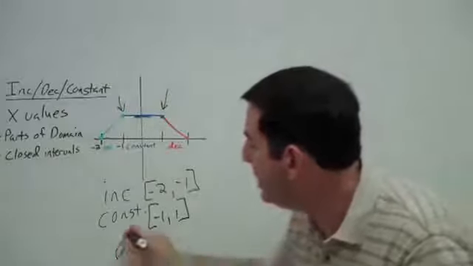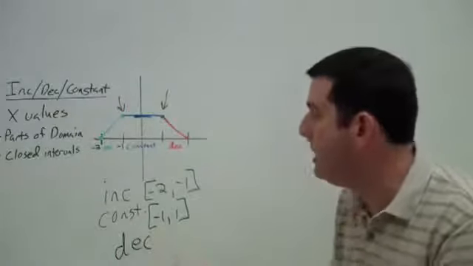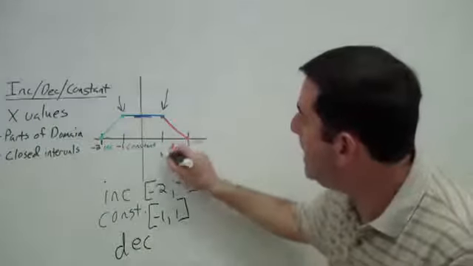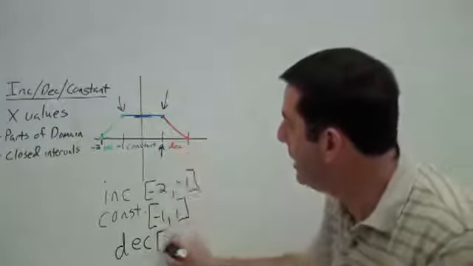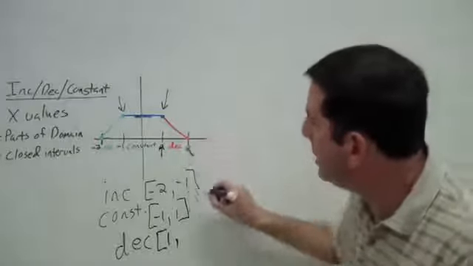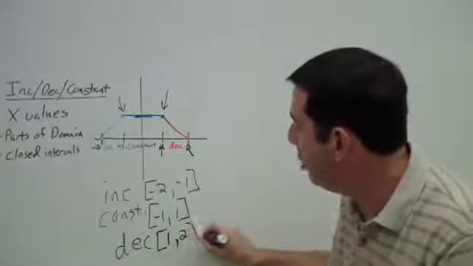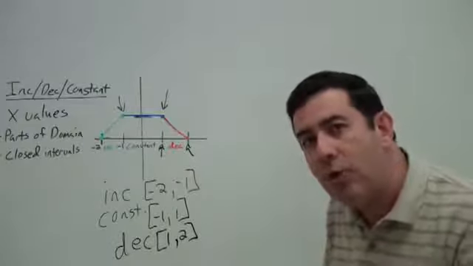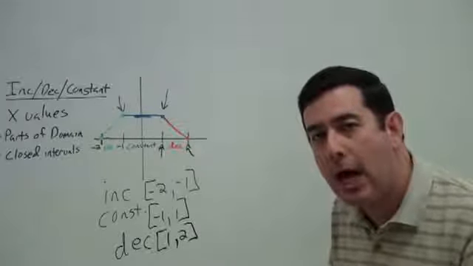The last thing to talk about is where we decrease. Going downhill, it begins to decrease when x is equal to 1. It stops decreasing when x is equal to 2. X values for increasing, decreasing, and constant.